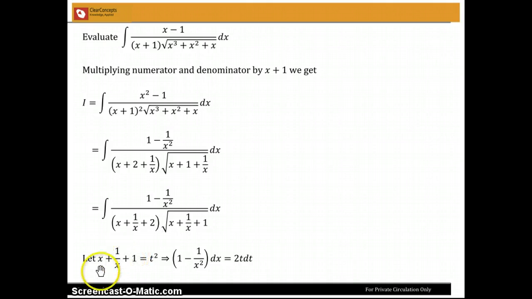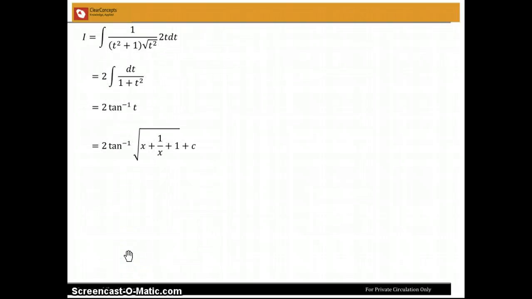So now I make the substitution: x plus 1 by x plus 1 is t squared. So this entire thing under the square root sign is t squared. So with the square root sign it will become t only. So I get rid of my third expression that way. So automatically I have (1 minus 1 by x squared) dx equals 2t dt. Plugging that in, I get 1 divided by (t squared plus 1) root t squared into 2t dt. The 2 can be taken out. The t and the root t squared cancel. What is remaining is integral dt by (1 plus t squared), which is the standard form.